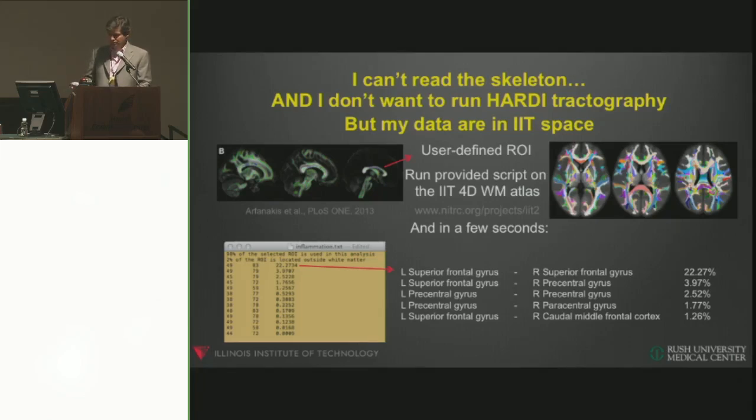So basically, by using this atlas, you can answer the question that you always have after you get a TBSS result. What am I looking at? What kinds of fiber populations are included in that region that showed significance?